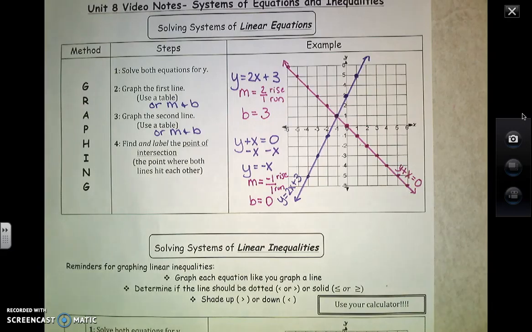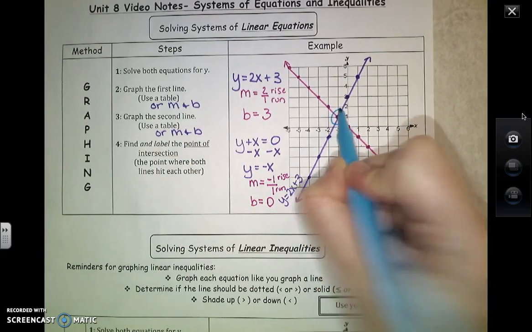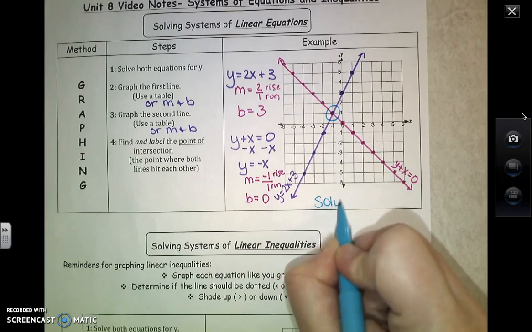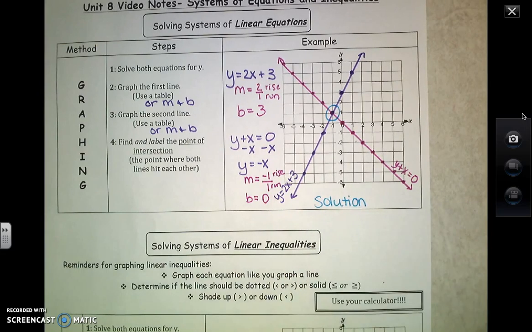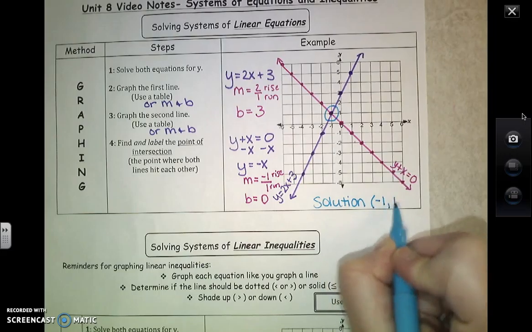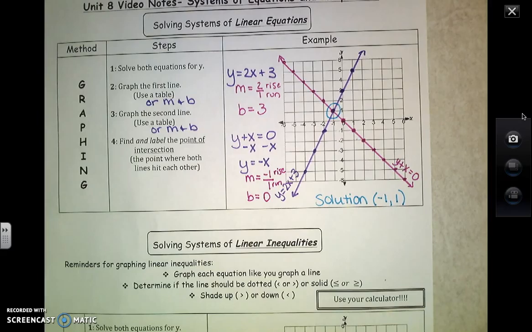And so again, what we want to do is find the point of intersection. So we're going to find and label the point of intersection. So it's right here, and that's the solution to the system. I always want you to say solution and then give me the coordinates of that point. The coordinates of that point are negative 1, 1. So the solution to this system is negative 1, 1. So we graph two lines, find the point where they cross, and we have a solution.